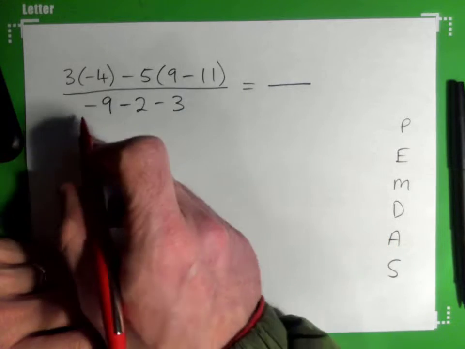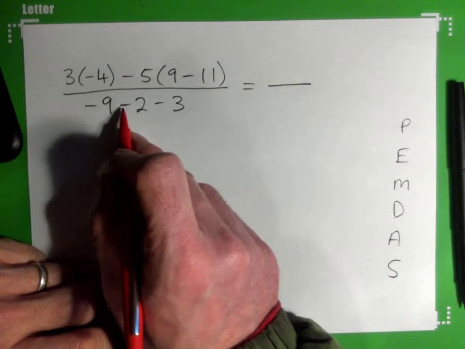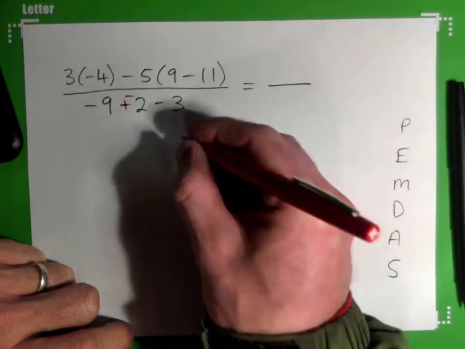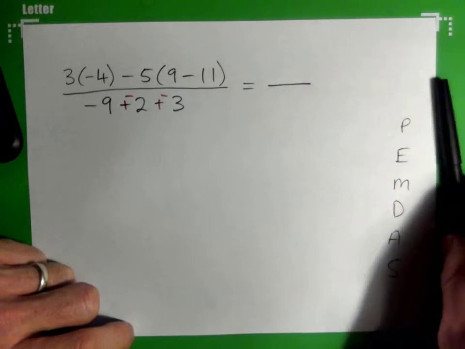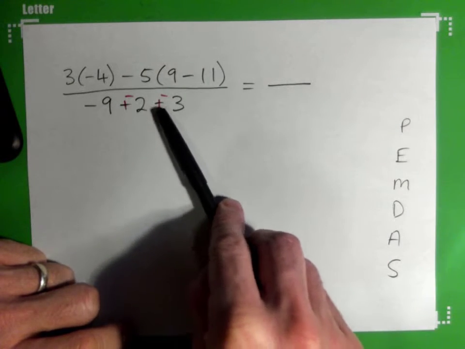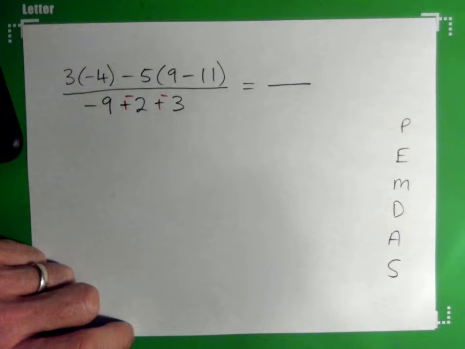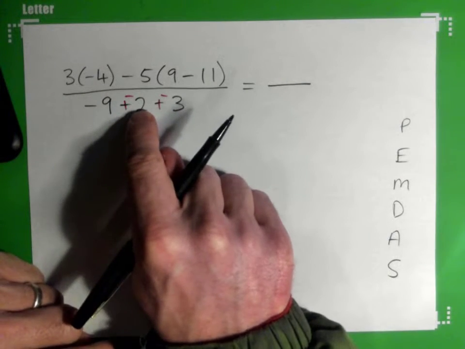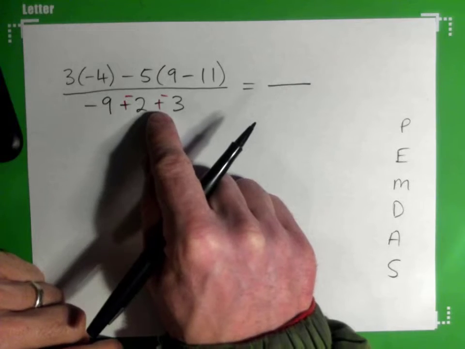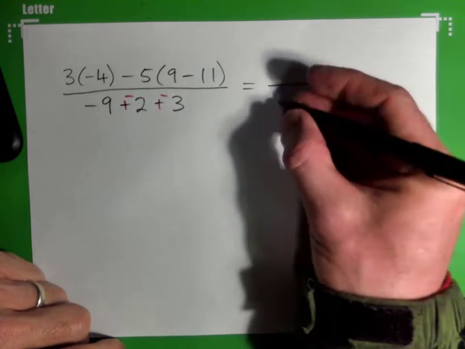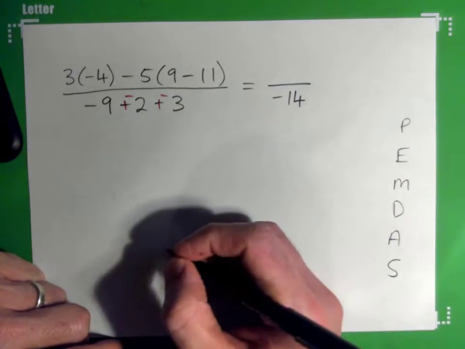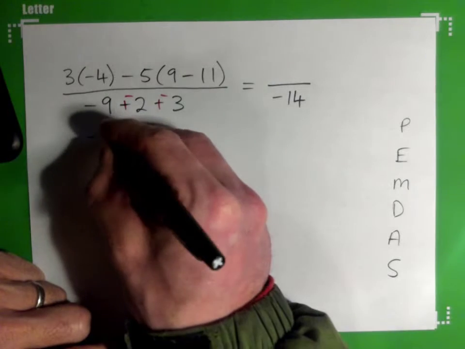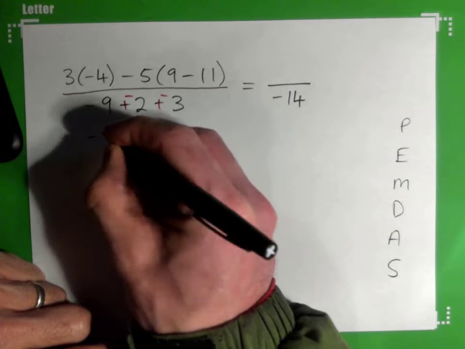Yeah, you can change your subtraction to plus negative. Blam, blam, if you want. And we have negative 9 plus negative 2 plus negative 3. So 9 negatives plus 2 negatives is 11 negatives, and 3 negatives more, that's 14 negatives. Negative 14, right?